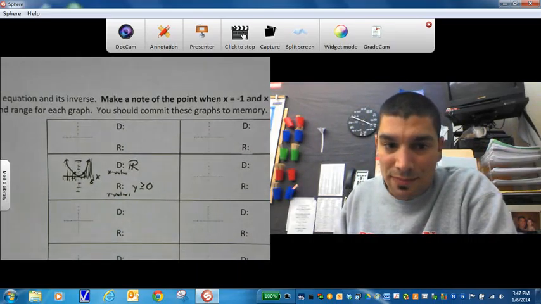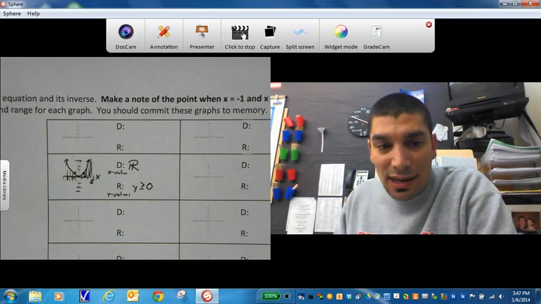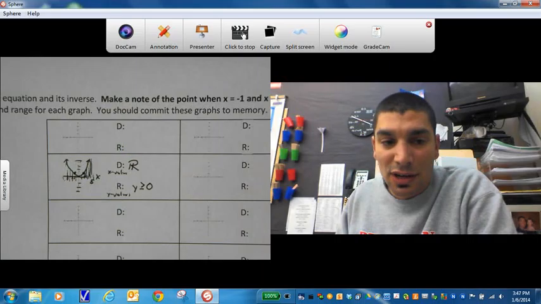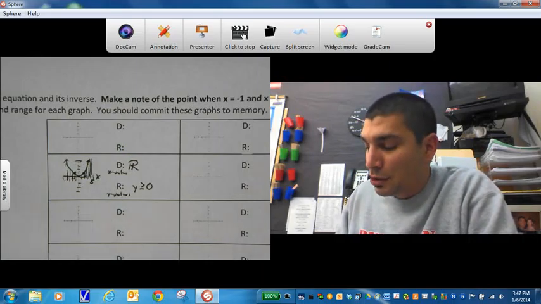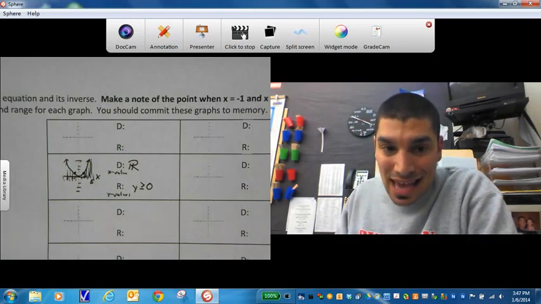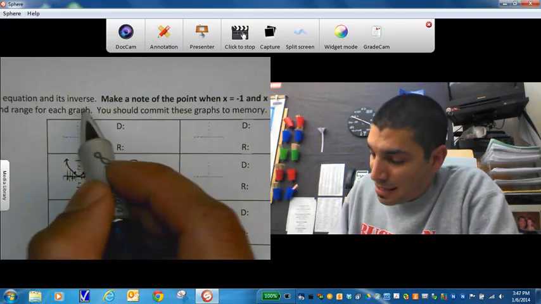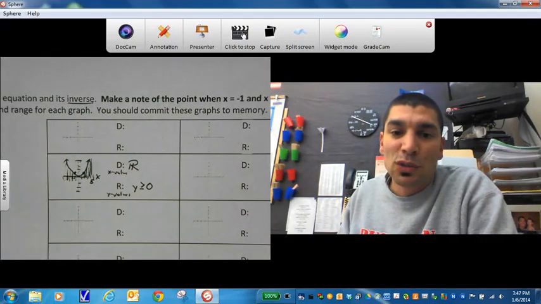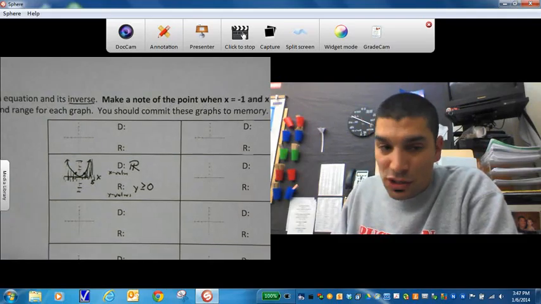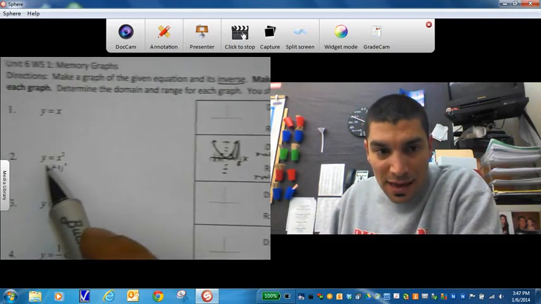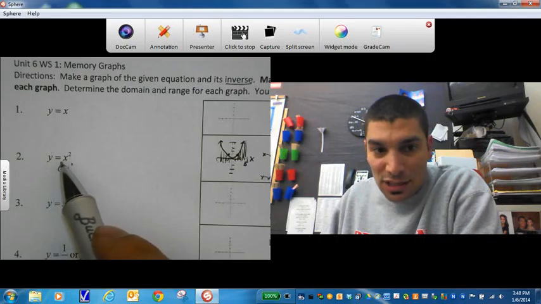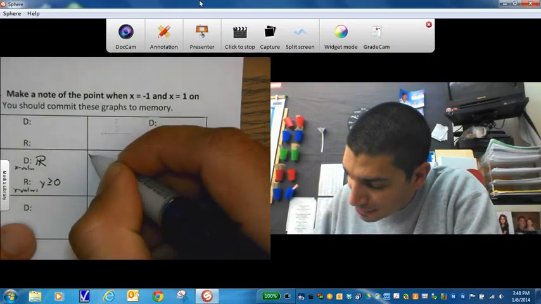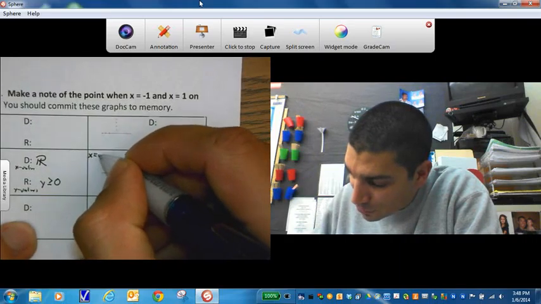Okay? So that's the basics of what you're going to be doing. You're going to be graphing these, making specific note of those 2 points. You'll be writing the domain and the range, and then we need to write and find its inverse. What does its inverse mean? That means what happens when you switch x and y. So, for example, if this is the graph y equals x squared, then the graph of its inverse is the graph of x equals y squared.